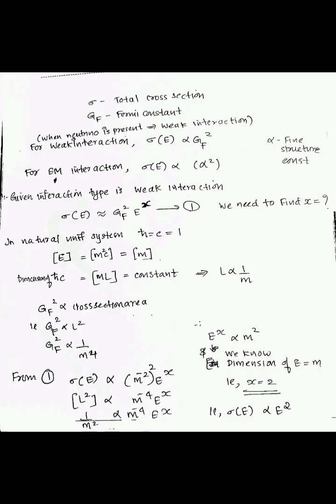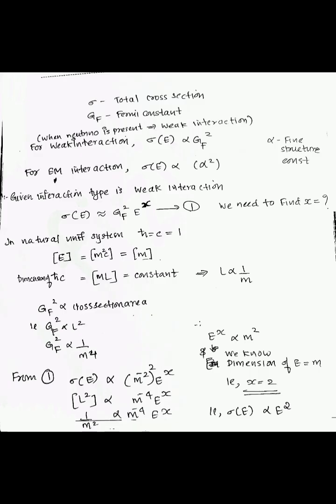In the natural unit system, h cut is equal to c is equal to 1, and the dimension of E, we know that E is equal to mc square. So here c is equal to 1, so we can write it as m. So the dimension of h cut c is ml, that is equal to a constant, and we know that L is proportional to 1 by m, and Gf square is proportional to cross section area, that is Gf square is proportional to L square. So Gf square is proportional to 1 by m raised to 4.